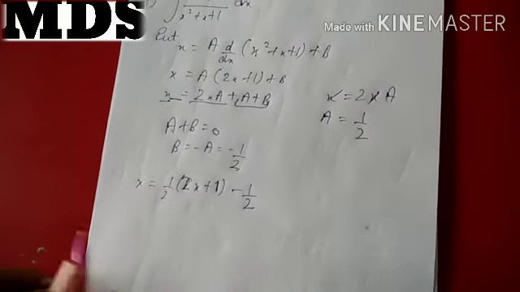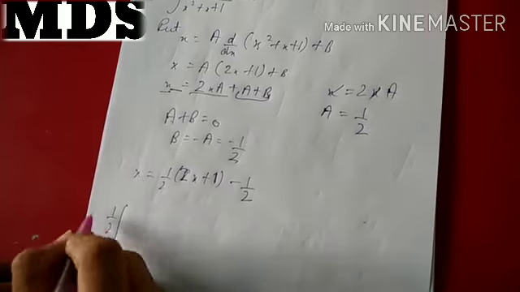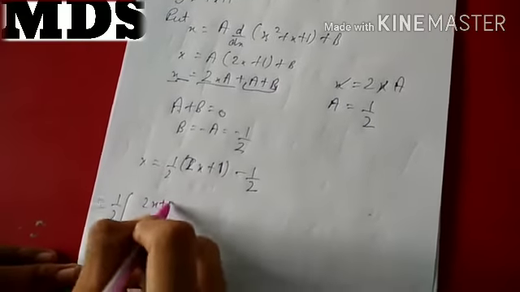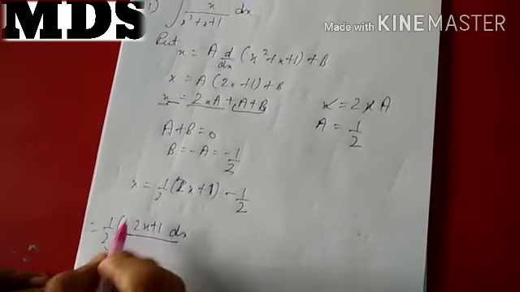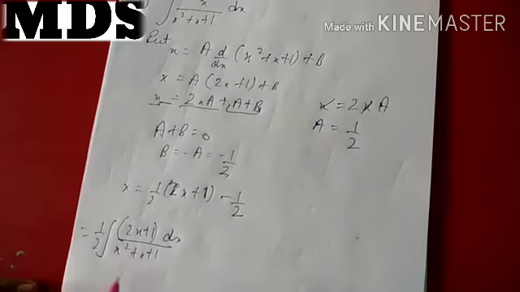Okay, so that means our question will now be 1 by 2 outside, (2x plus 1) dx by x square plus x plus 1.